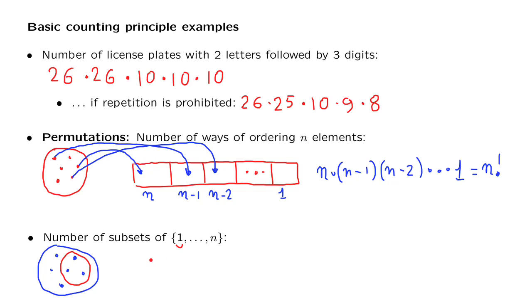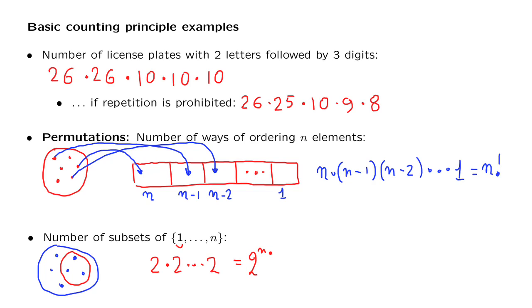So two choices for the first element. Then we consider the second element. Again, we have two choices. Do we put it in the subset or not? We continue this way until we consider all the elements. There's n of them. And the overall number of choices that we have is the product of 2 times 2 times 2 n times, which is 2 to the power n.